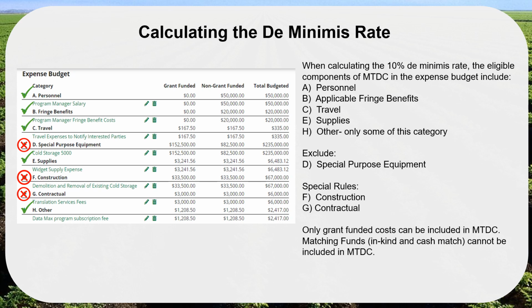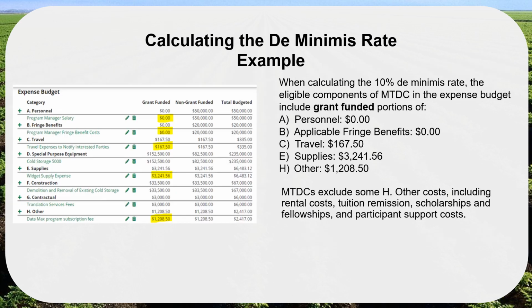Note that only grant-funded costs can be included in MTDC. Matching funds, like in-kind and cash match, cannot be included. Let's move on to an example.